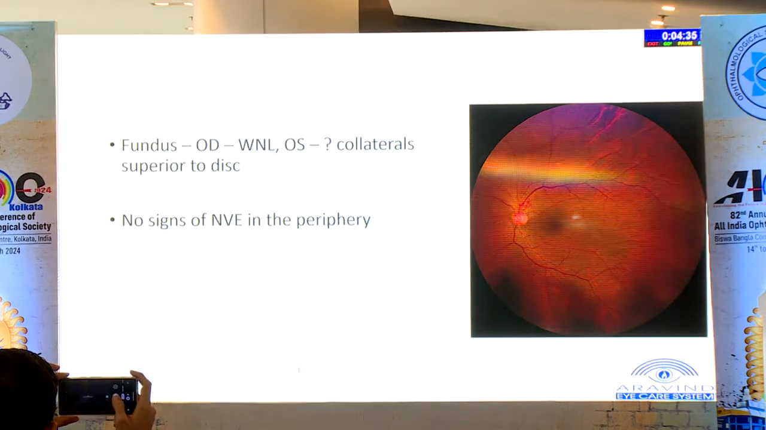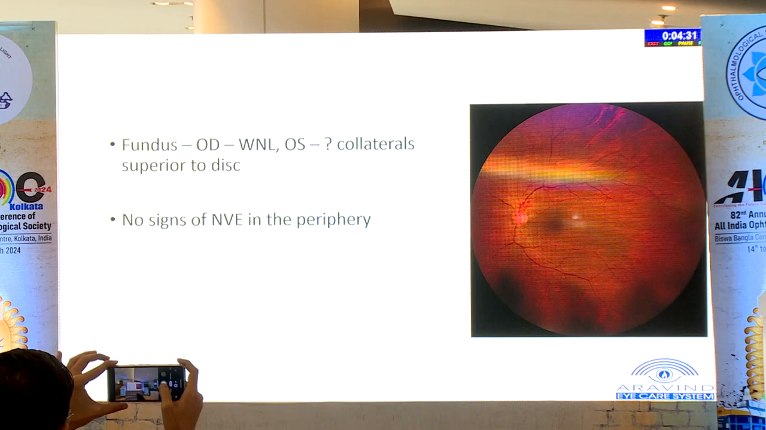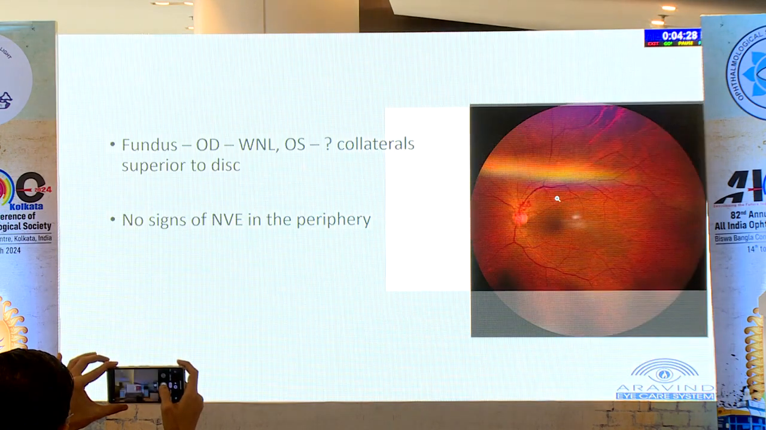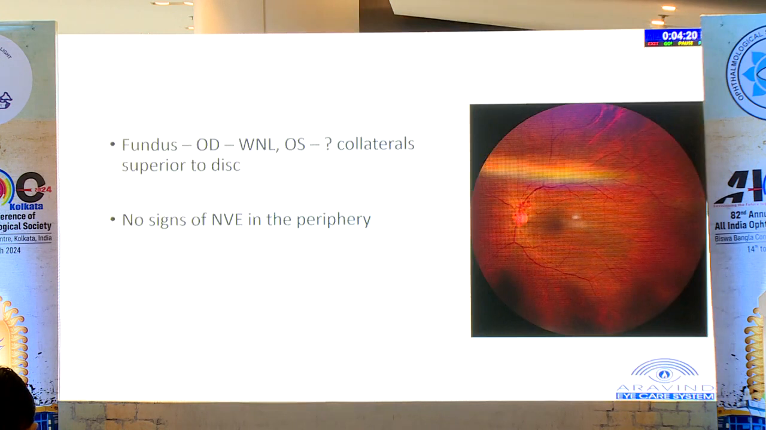Right eye fundus examination was normal. Left eye showed, I'll just zoom in on the fundus picture, a single division of the artery with multiple loops superior to the disc. There were no signs of NVE in the periphery. There were no breaks or tears.